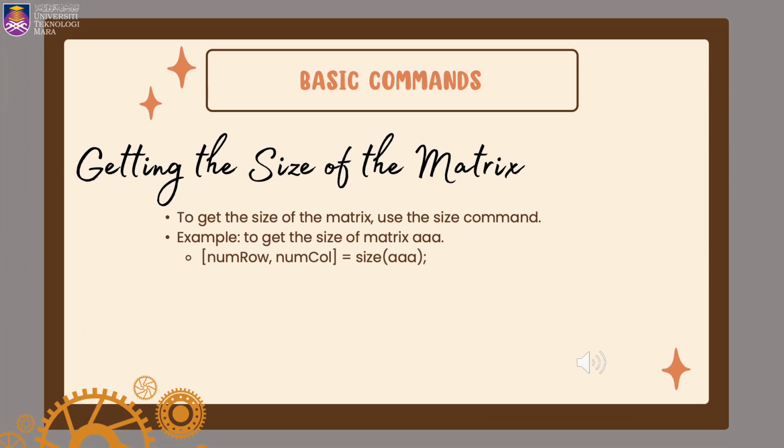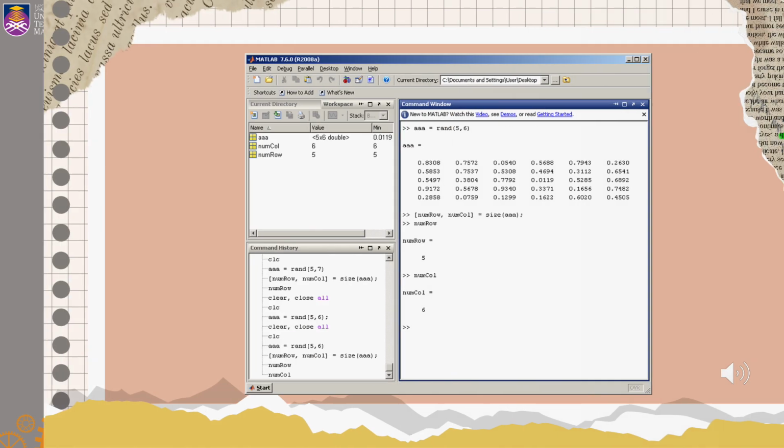Next, we will look at how to find the size of a matrix. By using the size command, you can determine the number of rows and columns in a matrix. For example, if you want to find the size of matrix AAA, you can simply write [numRow, numCol] = size(AAA). AAA is the parameter that you want to find the size of. The command will return the dimensions of matrix AAA.